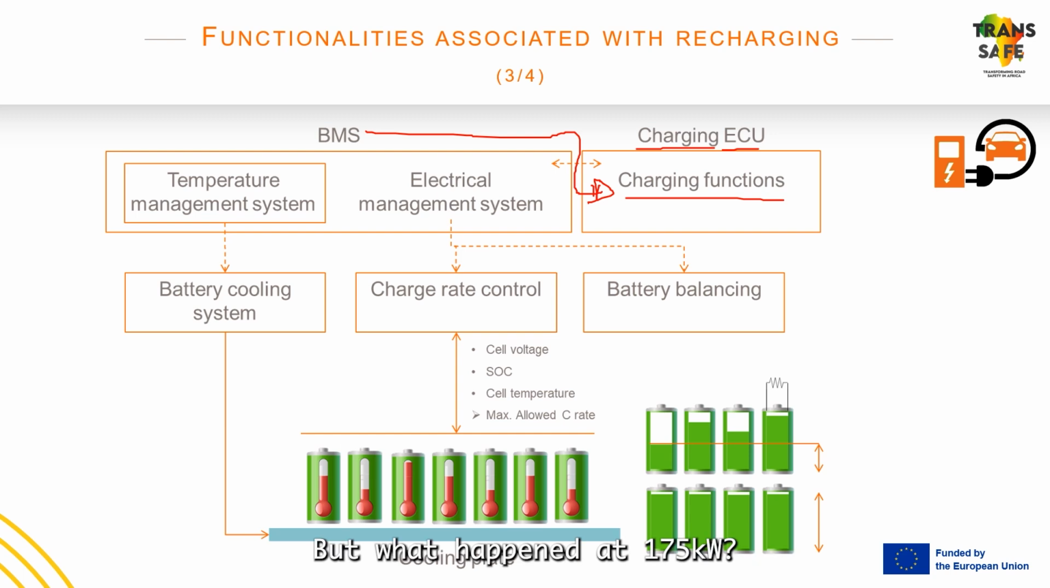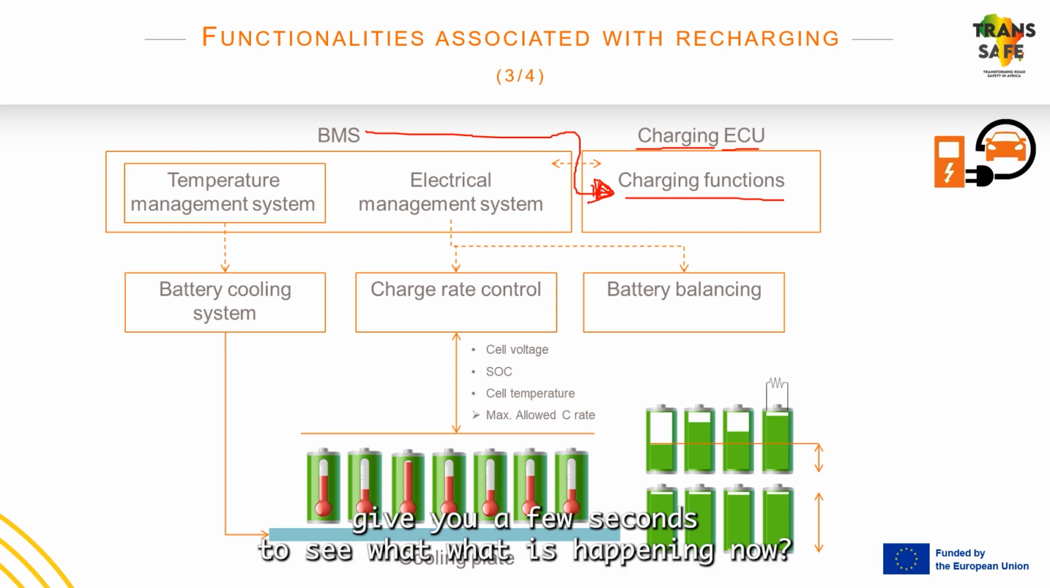But what happens at 175 kilowatts? We can see that at 80% state of charge, the power decreases. What could be happening here? Why do we have this behavior? I'm going to give you a few seconds to think about why this is happening.